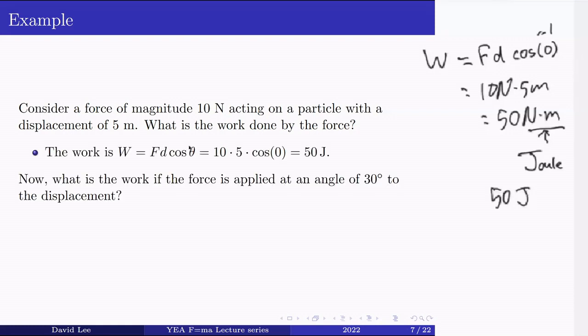Okay, but what happens if the force is applied at an angle of 30 degrees? Now, what is the work? I'll give you a minute to do this.